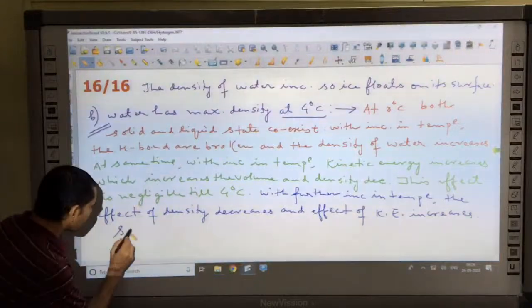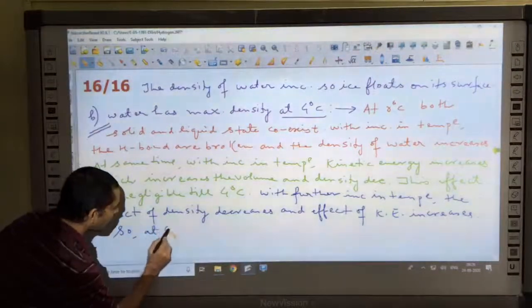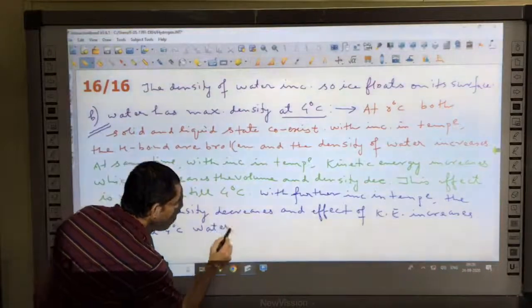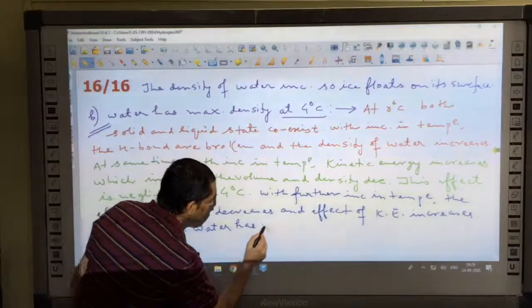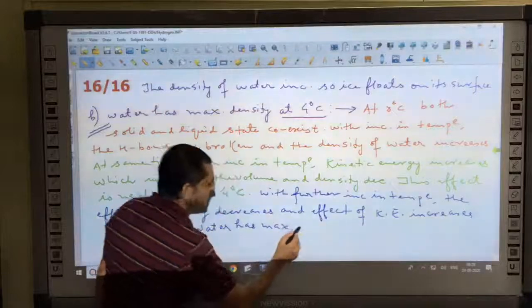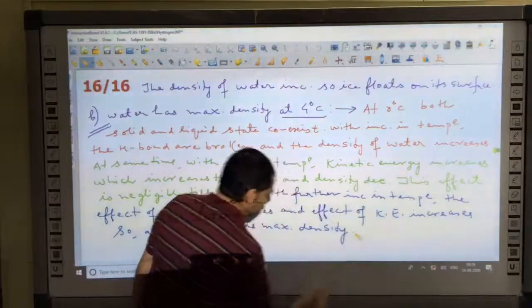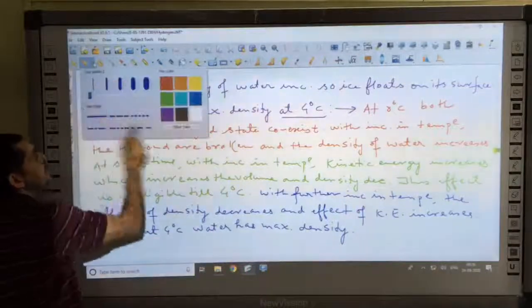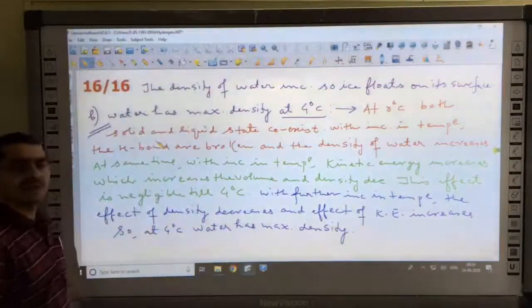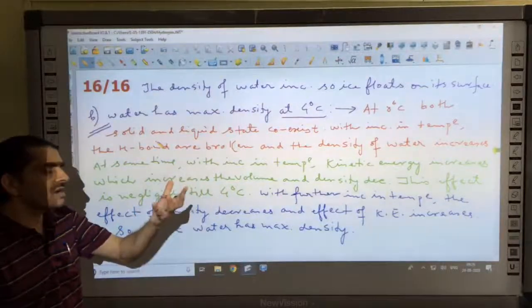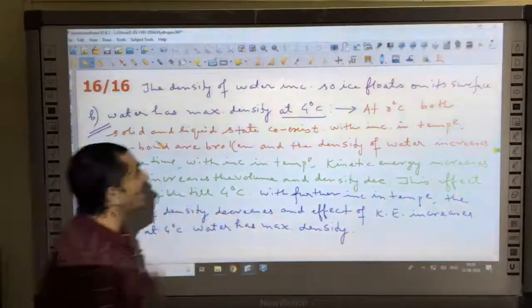So, at 4 degrees centigrade, water has maximum density. This is the answer for it. Understood? You should be clear. There are two effects. One is the effect of density, another is the effect of kinetic energy. Clear?